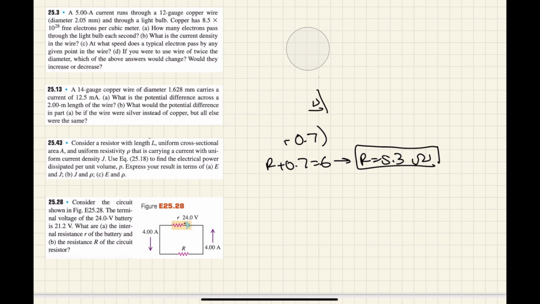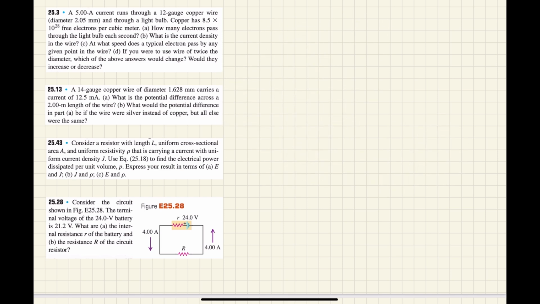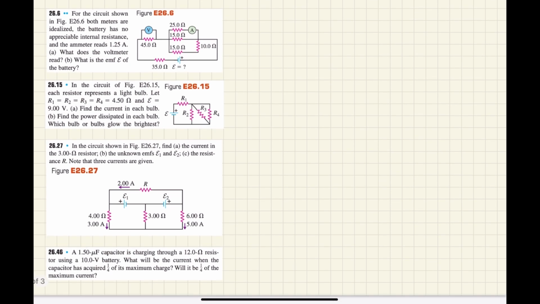All right. Moving on to question 5. This looks a bit ugly, but it's just an example of resistors in series and parallel. So we have a bunch of these resistors, and we know this ammeter reads 1.25 amps. So what does the voltmeter read?